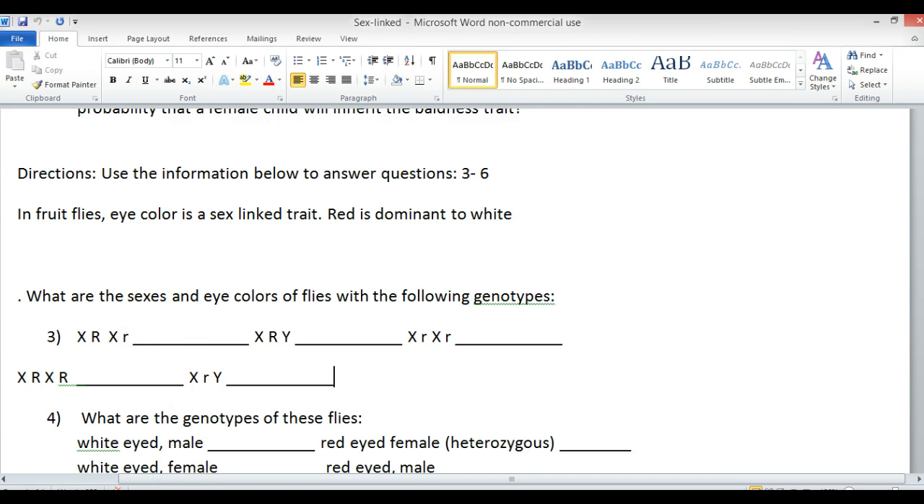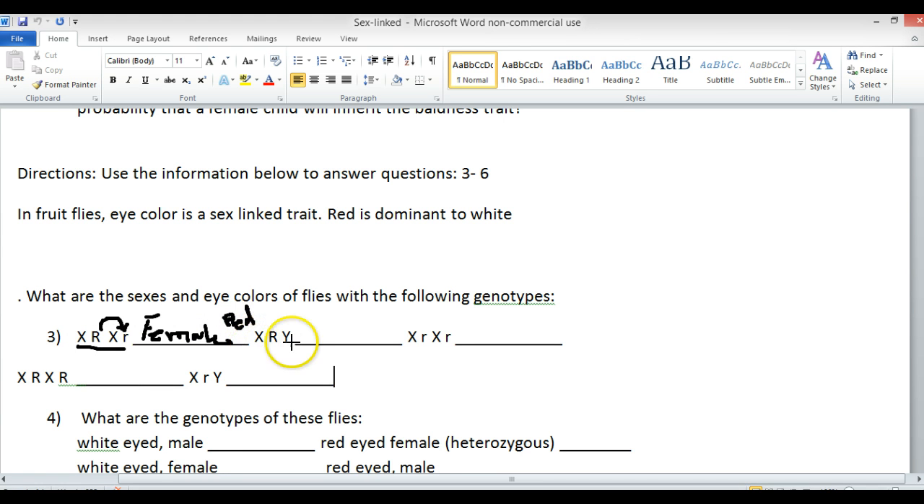If we scroll on down, there is another little thing for us, 2, 3 through 6. It says eye color is a sex-linked trait, red is dominant to white. So again, these are X's. It's asking, what are the sexes and eye colors of the flies with the following genotypes? It says X big R, X big R, or X big R, X little r. So we have XX, that's going to be female. It has a dominant trait, so the dominant will dominate over the recessive trait, and we're only going to see the dominant trait, which is red. So it's going to be a female with red.